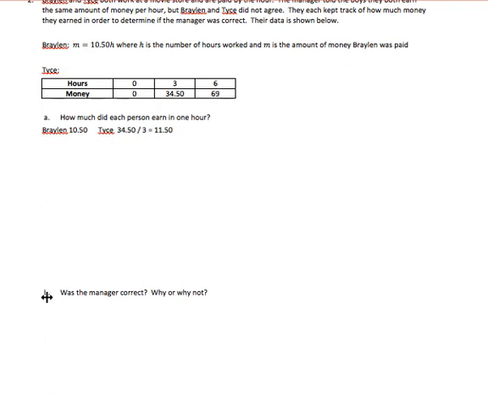Now we can compare and answer the question, was the manager correct? Clearly he is not, but make sure when you answer these questions that you are specific. No, the manager is incorrect because Tice is earning $1 more per hour than Braylon. And as long as you are showing your rates somewhere, this is a good explanation.